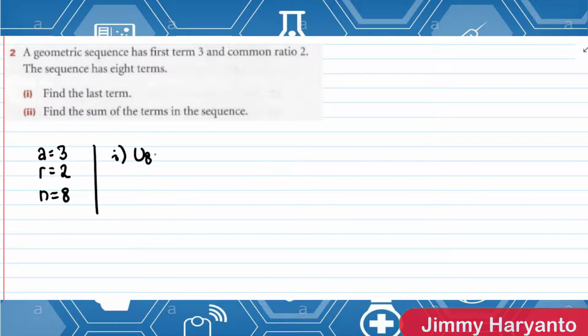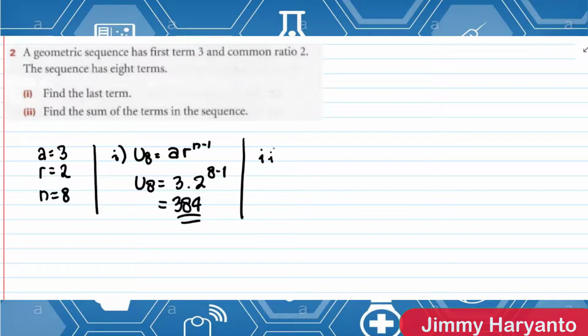The last term will be u8 equals a plus n minus 1 times... oh wait, this is geometric, sorry, a r to the power of n minus 1. So u8 will be 3 times 2 to the power of 8 minus 1, equals 3 times 2 to the power of 7, 384. So this is the last term.